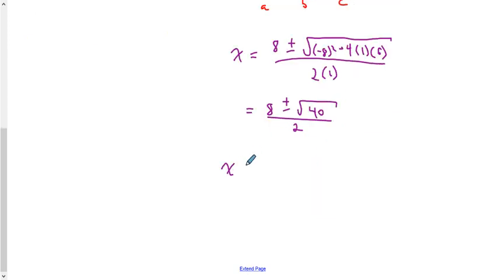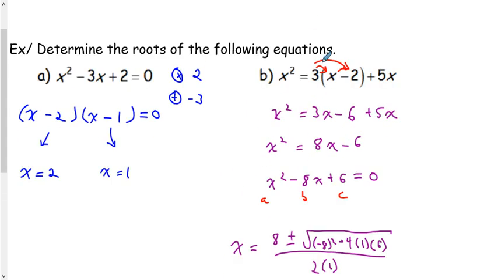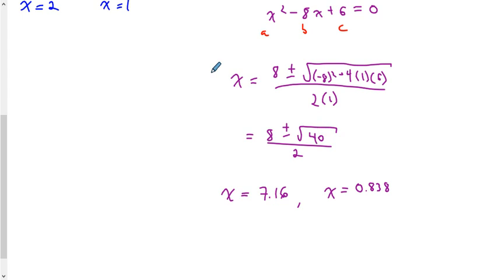We work that out. Okay, so 8 plus the square root of 40, get that, and then divide it by 2, we end up with 7.16. How about 8 minus the square root of 40? Get that, and then divide it by 2, we end up with 0.838. Okay, so a little bit tricky. We've got to multiply through the brackets, collect our like terms, move everything over to one side, then use our quadratic formula.